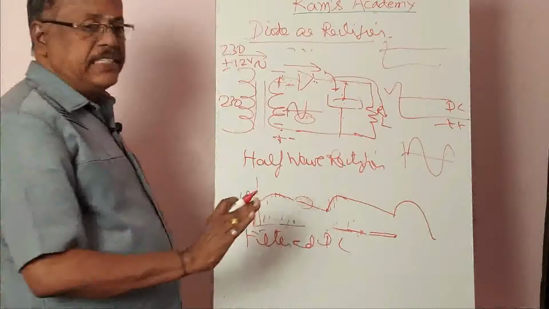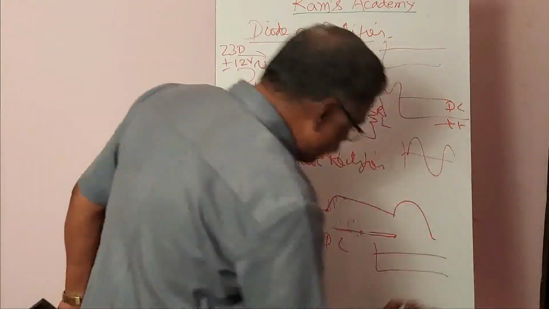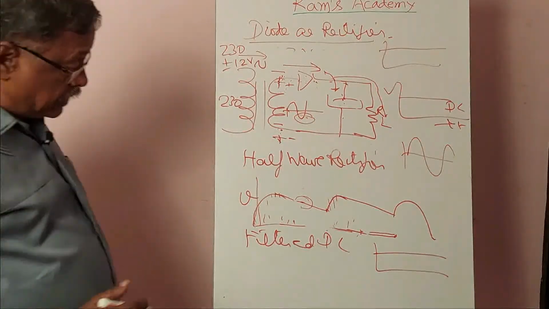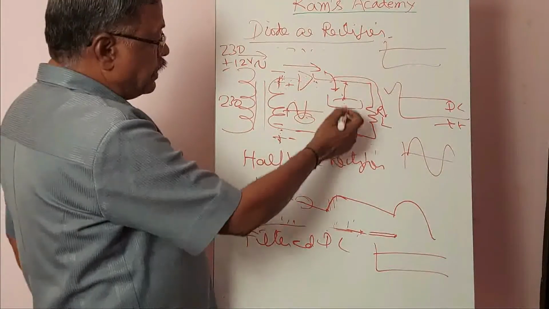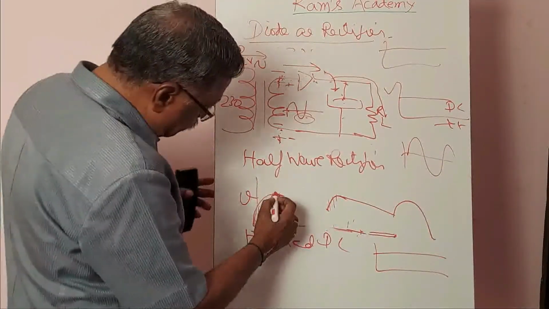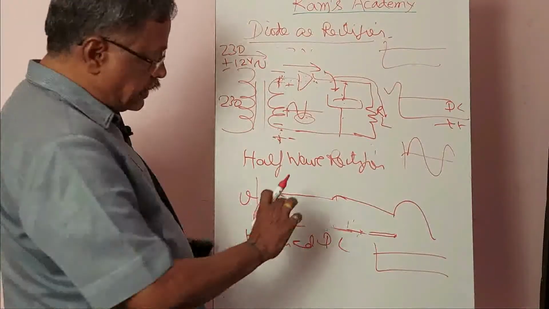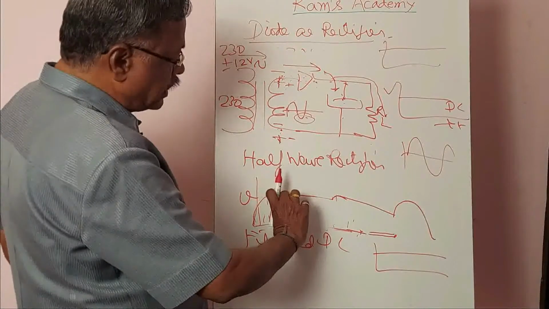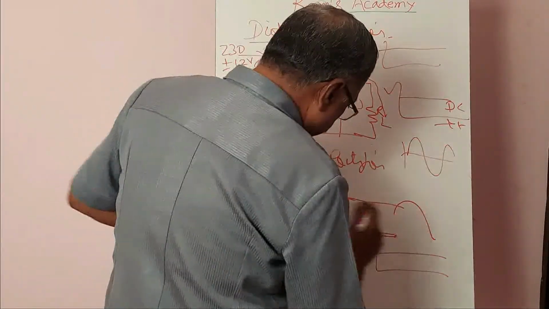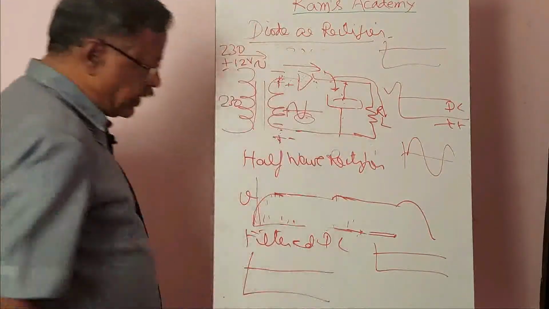But it is not exactly DC. Exactly DC means this has to be converted into a perfect horizontal line. How can it be done? We have to understand it this way. If the capacitor value is very, very high, then this slope can be made like this, and it can keep the maximum voltage for a longer duration. In that condition, we are able to convert this waveform into a perfect horizontal line.